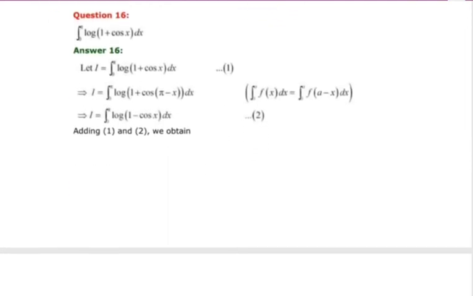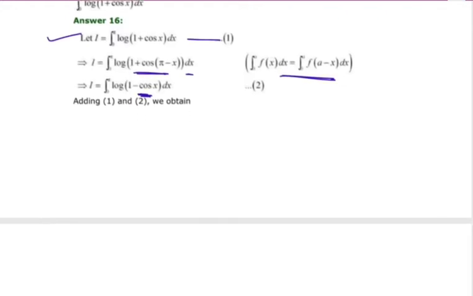So next, question number 16. Integration 0 to pi of log (1 plus cos x) dx. Let us consider it as I, which equals the integral from 0 to pi of log of (1 plus cos x) dx. Take it as equation 1. So I equals the integral from 0 to pi of log of (1 plus cos (pi minus x)) dx. Again by using property number 5, 1 plus cos of (180 minus theta) is minus cos theta. Therefore it becomes 1 minus cos x. Take it as equation 2.